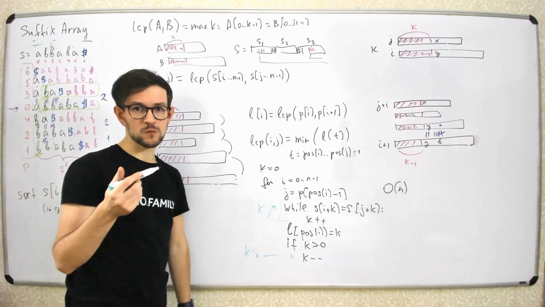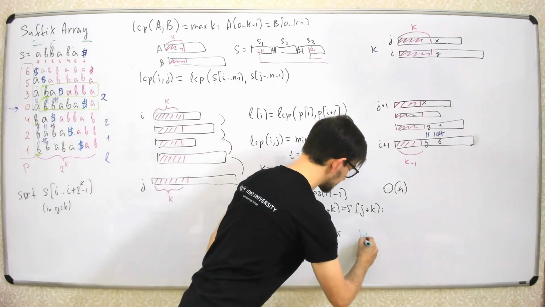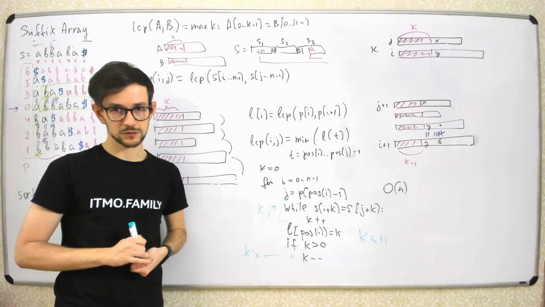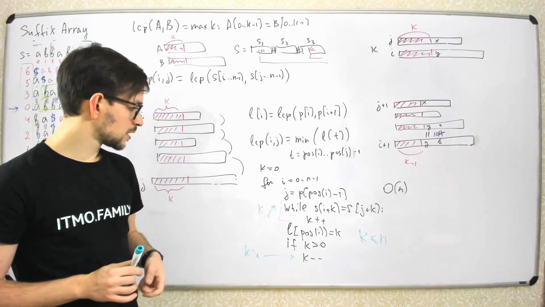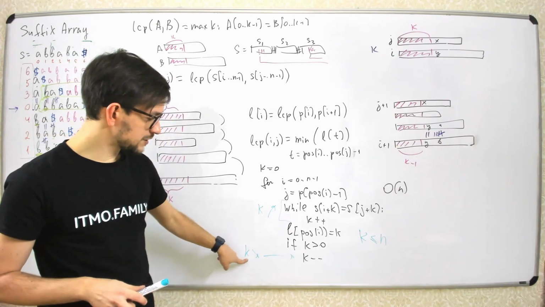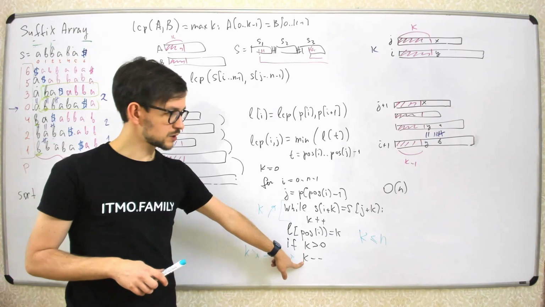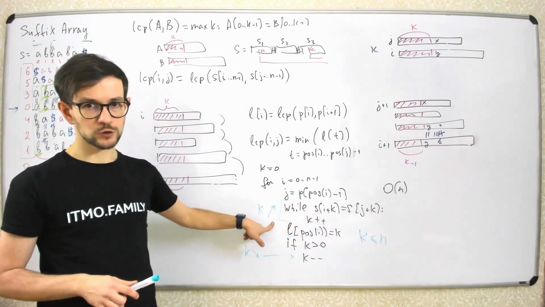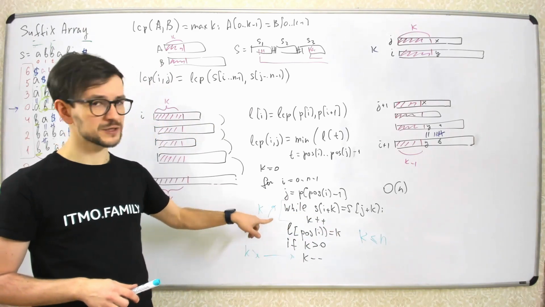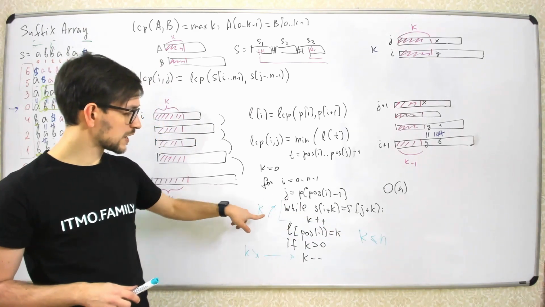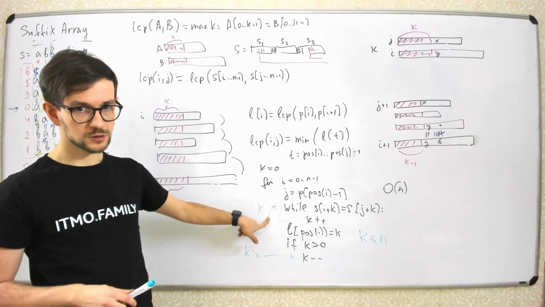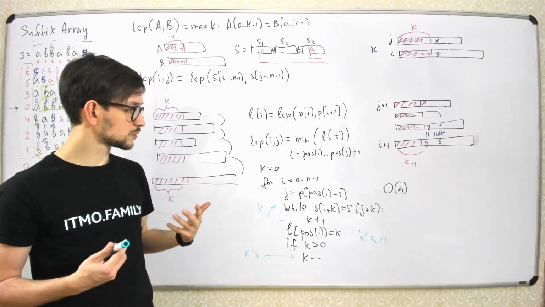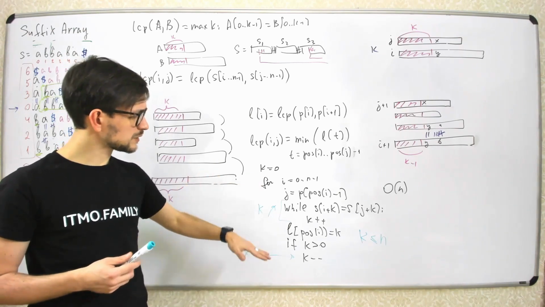The value of k can never be more than n. At any point k is no more than n, because k is the number of equal characters. So here we decrease k at most n times, and k cannot grow more than n, so we cannot increase k more than 2n times. Actually, no more than n, but it doesn't matter, good enough. That's all. So everything else is linear.